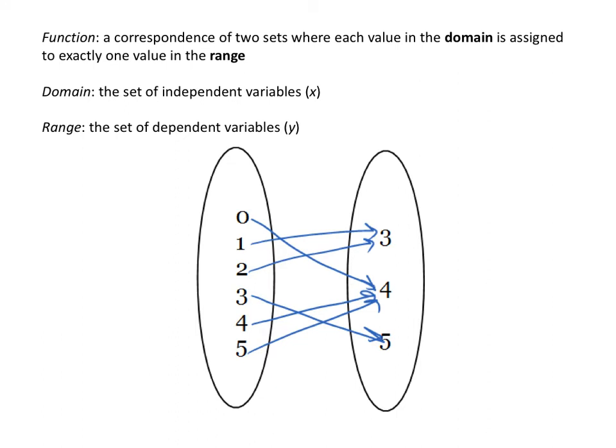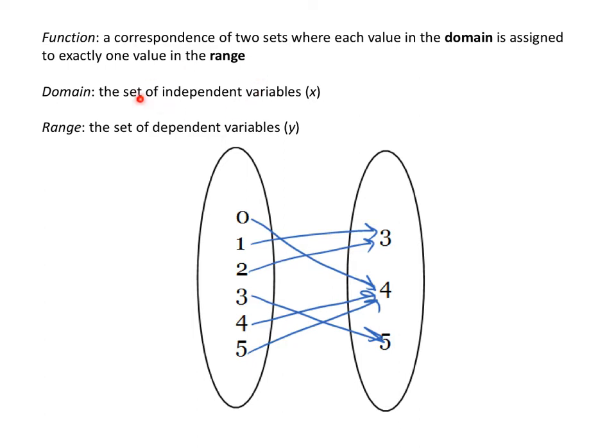For the last 3 sections, we're going to talk about functions and relations. A function is any two sets where every value in one set is assigned to exactly one value in the other set. So the keywords you need to know are domain and range.